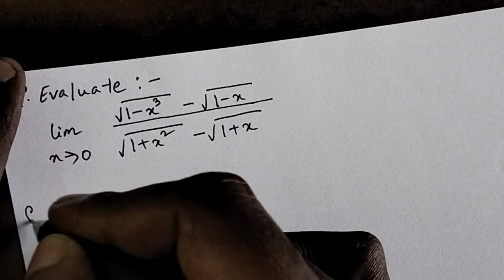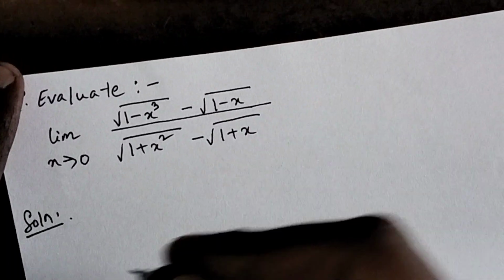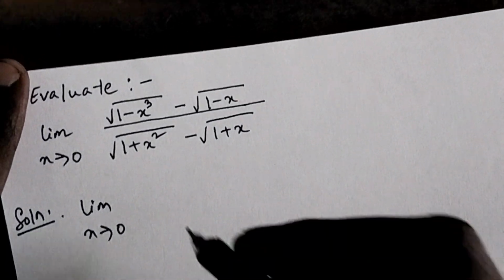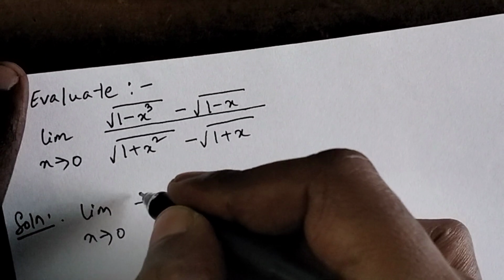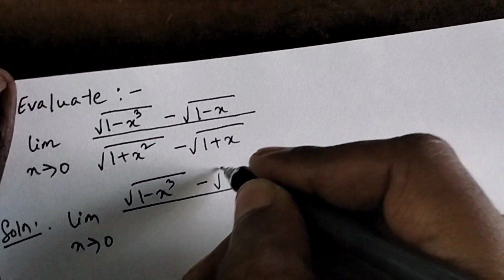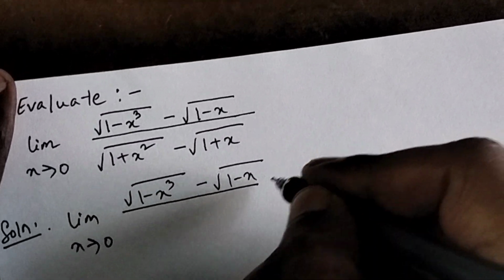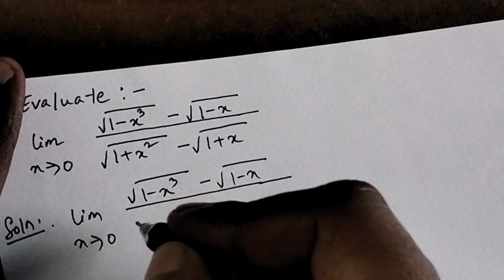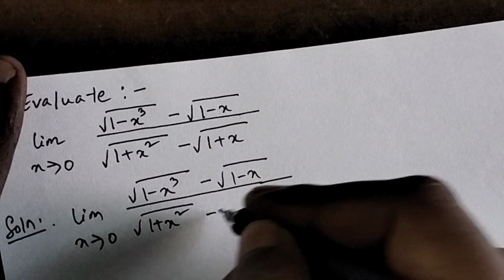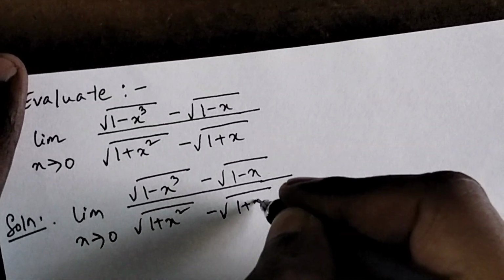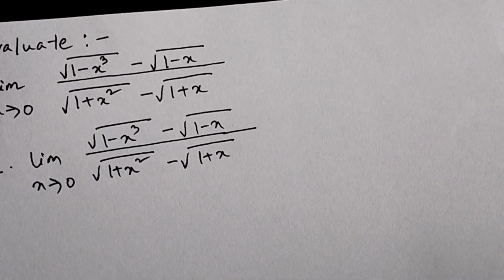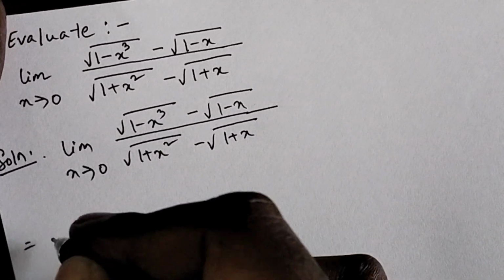Watch it carefully. So limit x tends to 0, under root 1 minus x cube minus under root 1 minus x, divided by under root 1 plus x square minus under root 1 plus x. Clear? No problem.